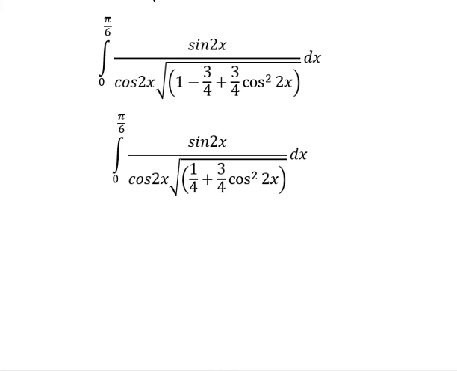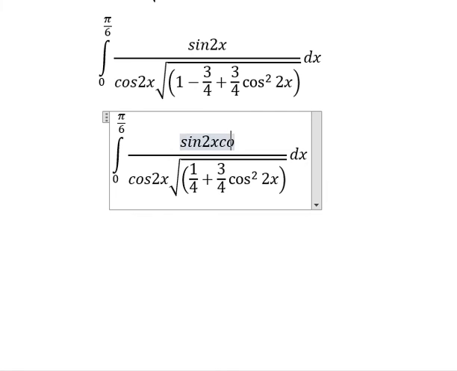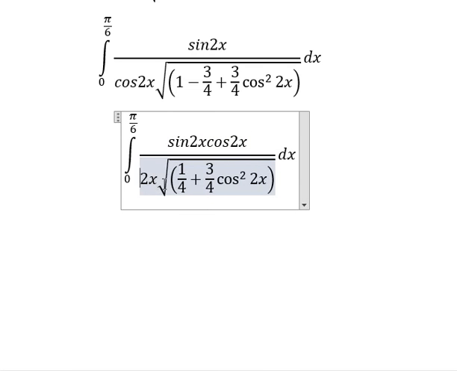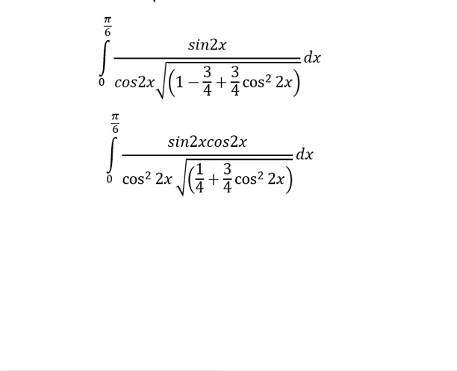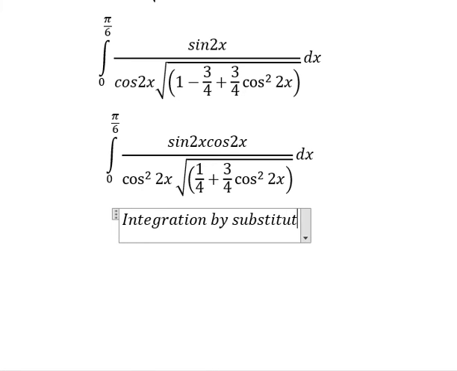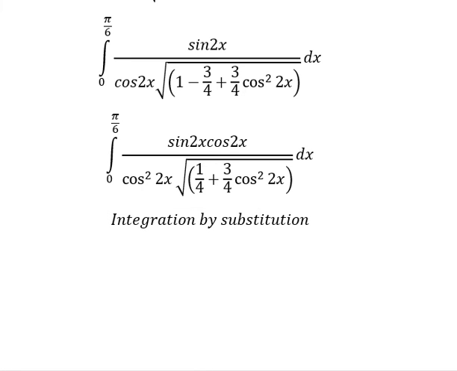And now we can multiply by cosine 2x in here. And we have cosine 2x squared in here. So we can use integration by substitution. So I will put u equals this one.